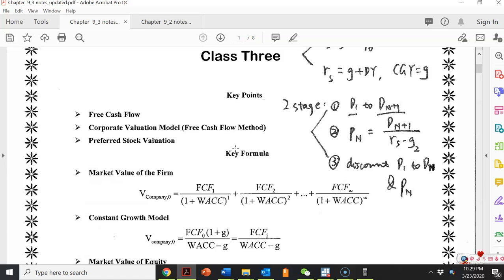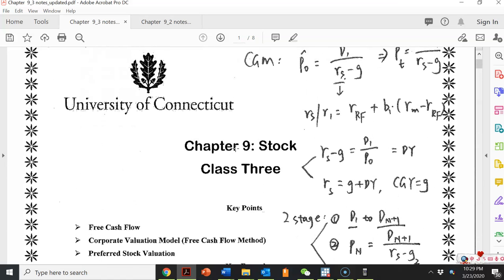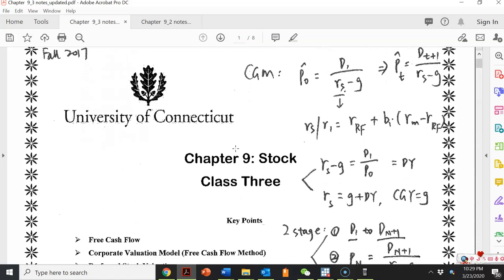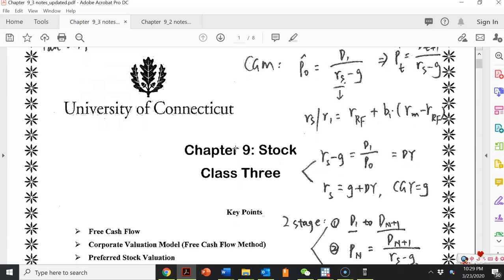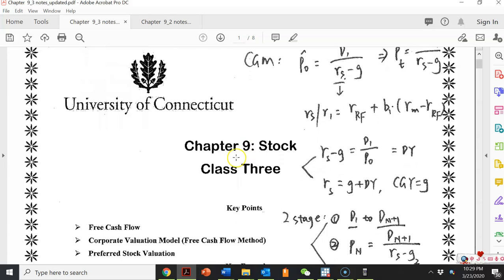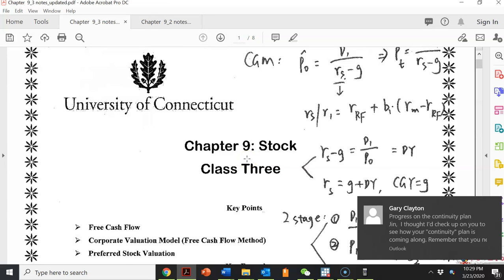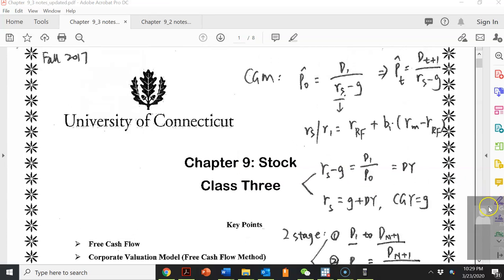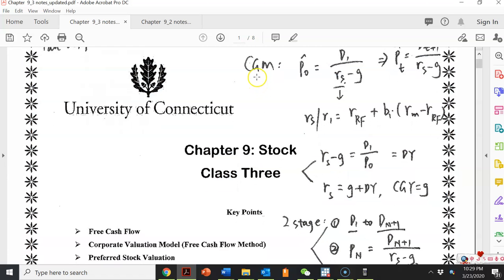Before we talk more about these new models, let's do a quick review of what we have learned in the first two classes in chapter 9. In chapter 9, class 1, we have the constant growth model of the dividend discount model.